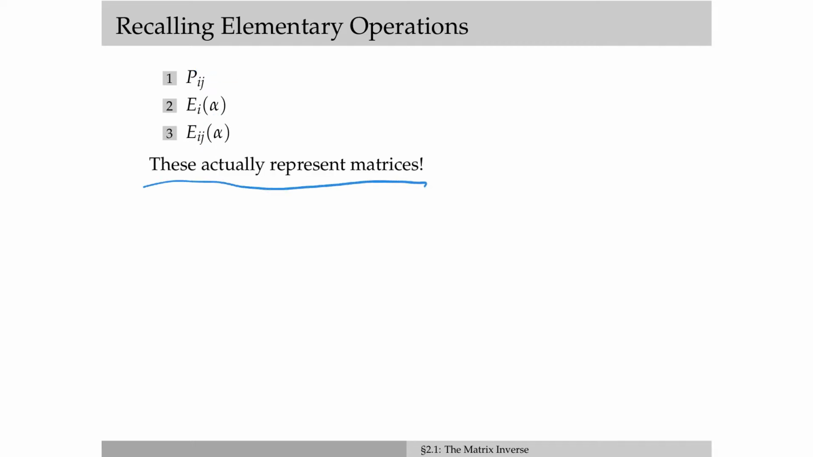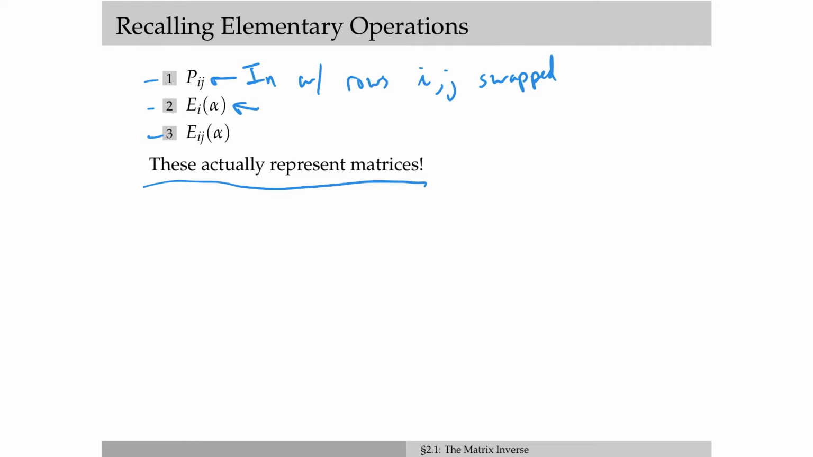These actually represent matrices. That is why I've been writing them in this funny fashion all along. I've been training y'all to think of these things as operations and as matrices. So what are the actual matrices? Well, P_ij, this is nothing more than the n by n identity matrix with rows i and j swapped.